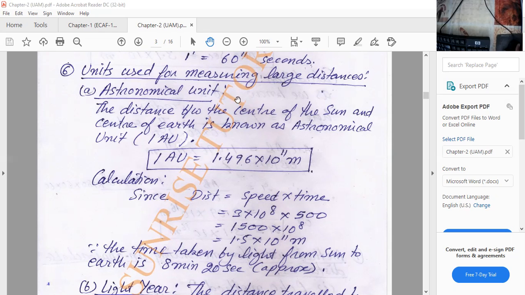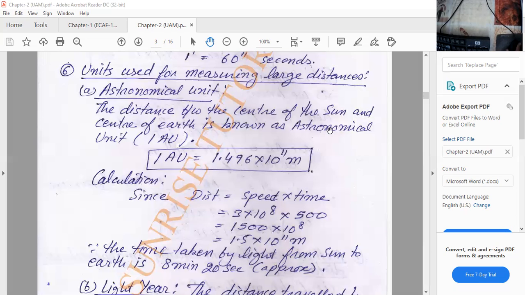So what is astronomical unit? One thing you make in your mind: if we have to find out the distance from the center of the earth to the center of the sun, then that distance basically is known as astronomical unit. So to define it, how will we define it? The distance from the center of the earth to the center of the sun is known as astronomical unit, and it is represented by 1 AU. So 1 AU is equal to 1.496 into 10 to the power 11 meters. Okay, it is a very long distance.